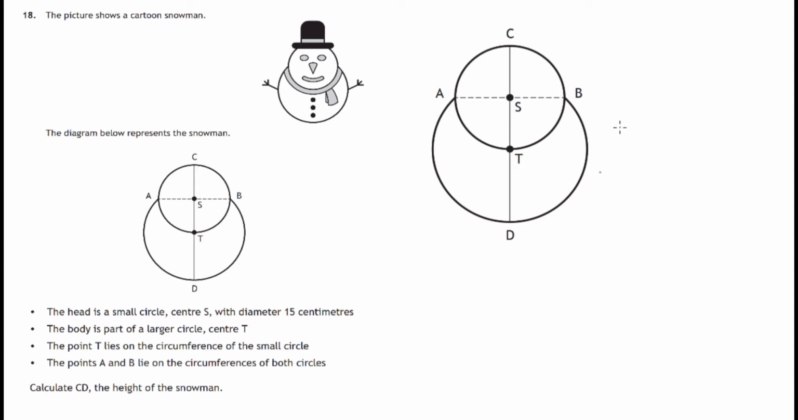It's first interesting to note that CD is an axis of symmetry of the whole diagram. AB is a chord of the large circle. CD passes through the large circle's centre, and therefore this angle will be right angled.